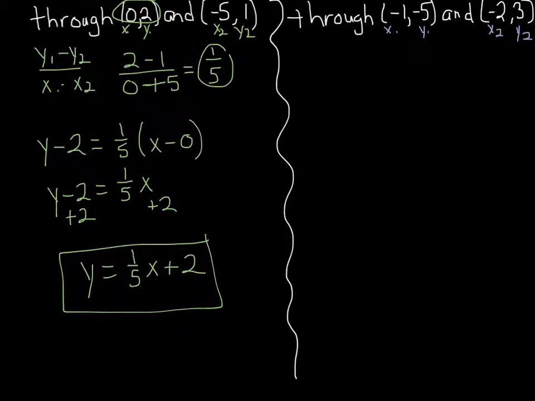Okay, again with this next example, find the slope. You do negative 5 minus 3, subtract the y's, and then on the bottom, negative 1 minus negative 2 for the x's. So we get negative 8 over 1, which is just negative 8.